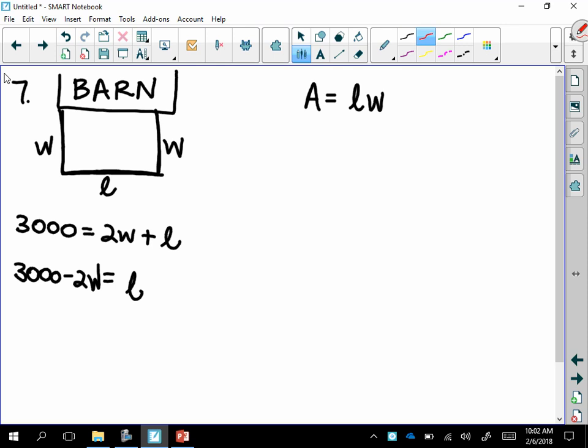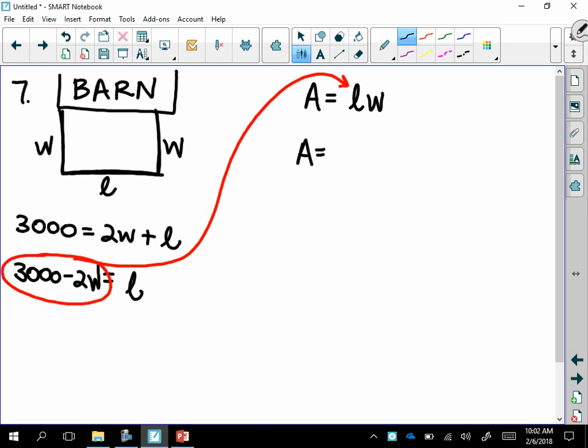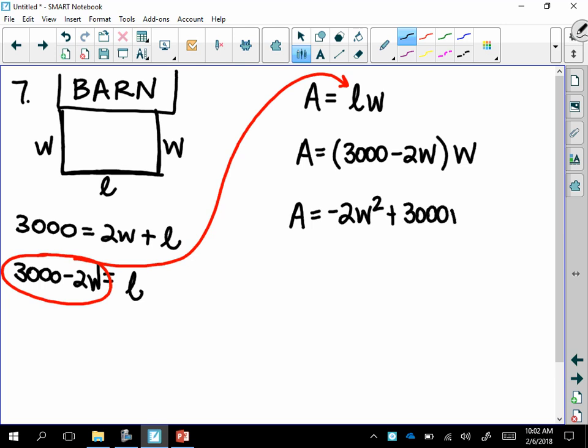And now that I know that the length is 3,000 minus 2W, I can take that over to this area equation. In place of the length, I'm going to have 3,000 minus 2W, times W. And so it turns out that my area equation is negative 2W squared plus 3,000W. So there's the quadratic function that I'm going to use to find the maximum area.